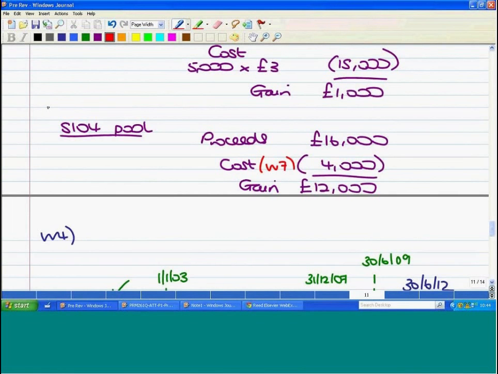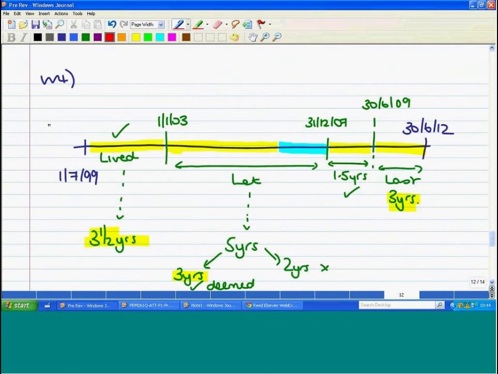Now the fourth item was the flat that's sold. And as promised, I've drawn a little timeline to represent the time that this asset was owned. So it was bought on the 1st of July 1999. Sally lived there for the whole of the time apart from the 1st of January 2003 until the end of December 2007.